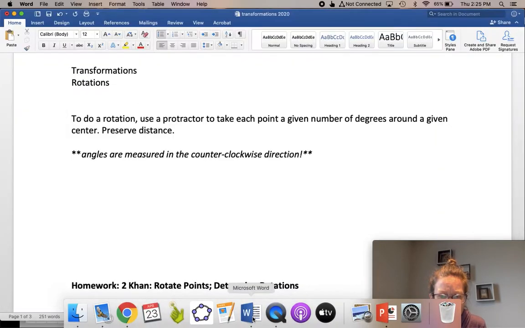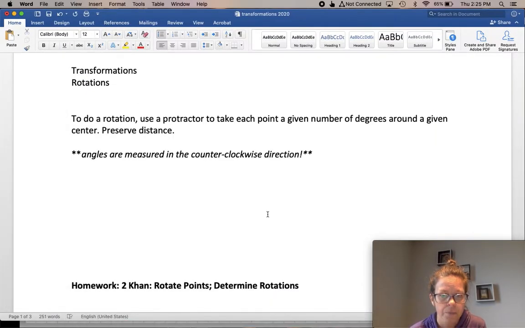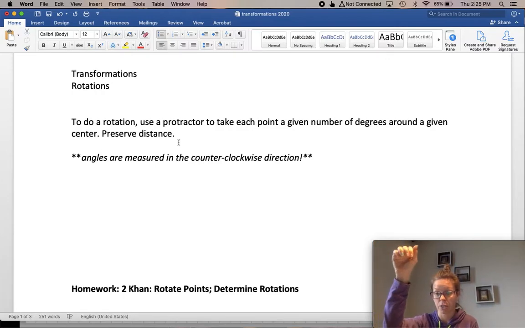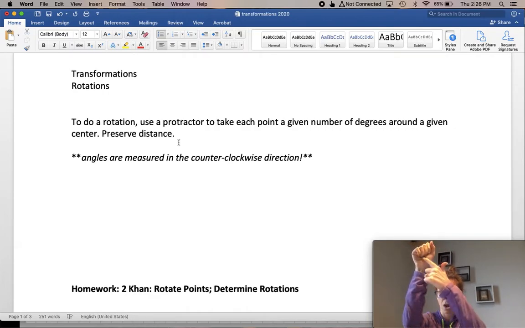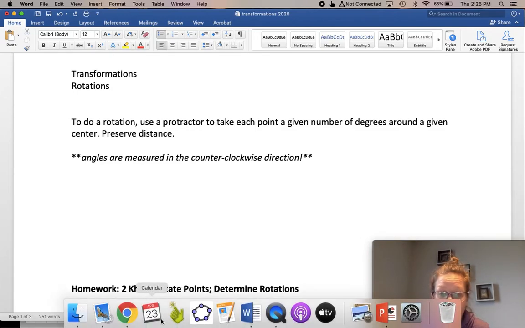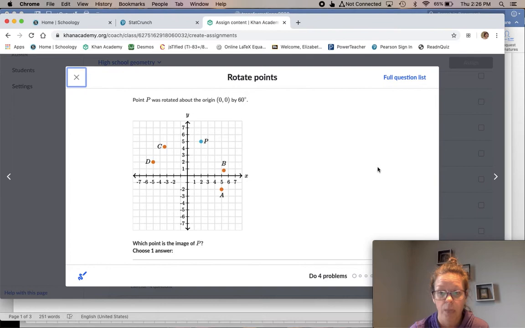Now, one other thing to note here, it says it preserves the distance. Okay, so it has to be the same distance away from the center as the image and the pre-image. So again, if I think about my elbow, however far away my fist is from my elbow, when I do my rotation, it's still the same distance away. That distance didn't change. Okay, so that's one thing we can look for in these as well, as how far away from that center point is the end answer.